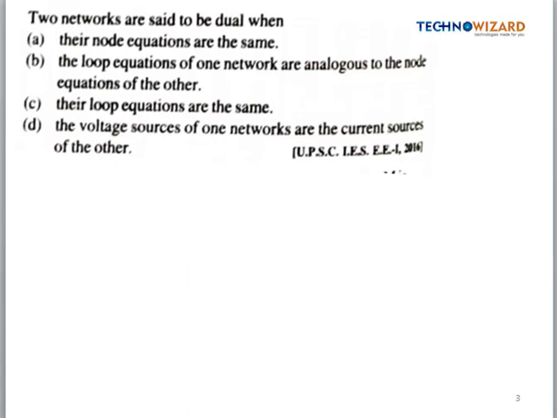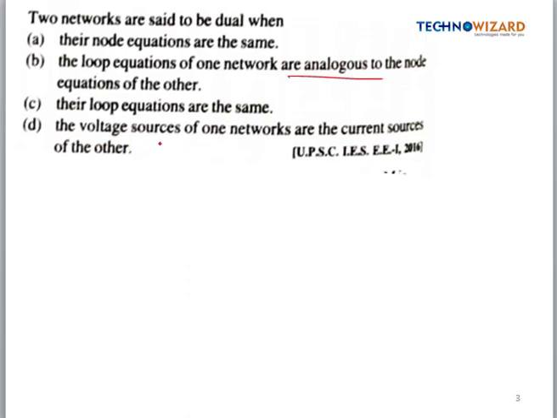Two networks are said to be dual when their node equations are the same. The loop equation of one network is analogous to the node equation of the other. Their loop equations are the same. The voltage source of one network is the current source of the other.